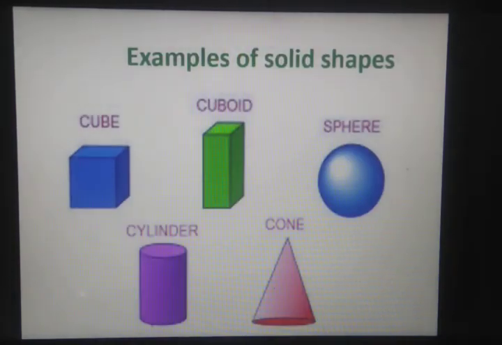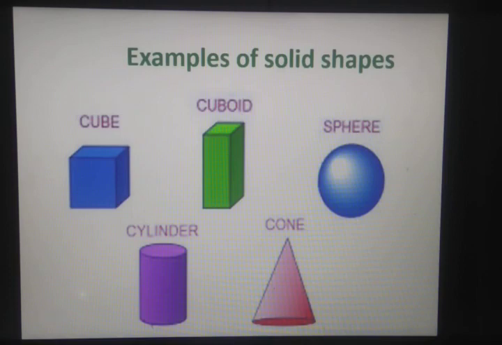As an example of solid shapes, you can see the cube. If we take an example of a cube, we play carom, or snake and ladder, and in that we use dice. Dice is one type of cube. Next is cuboid. An example of a cuboid is a refrigerator. Next is sphere. Examples of a sphere are a cricket ball, a football, and the globe.